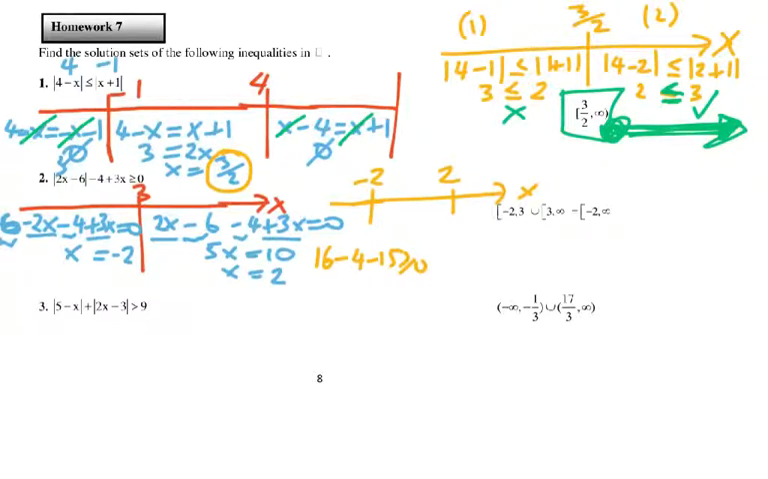If we've got 16 minus 4, that would be 12. So is minus 3 bigger than or equal to 0? No. So this region is not included.